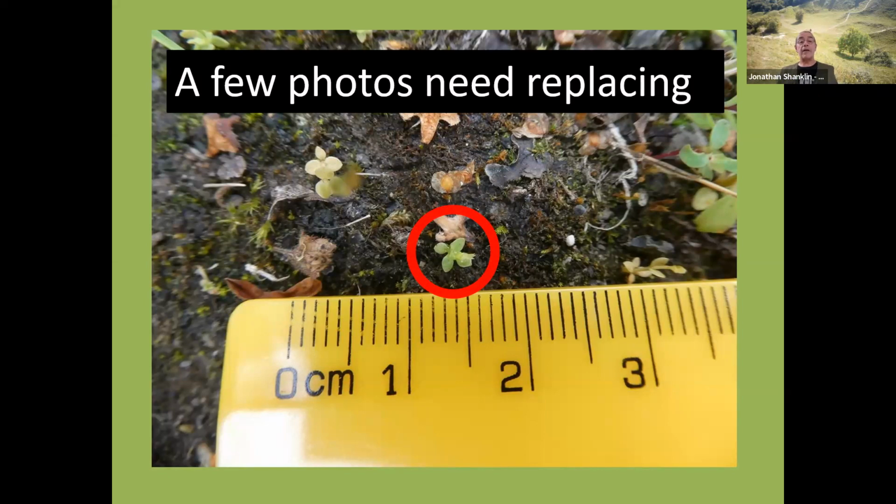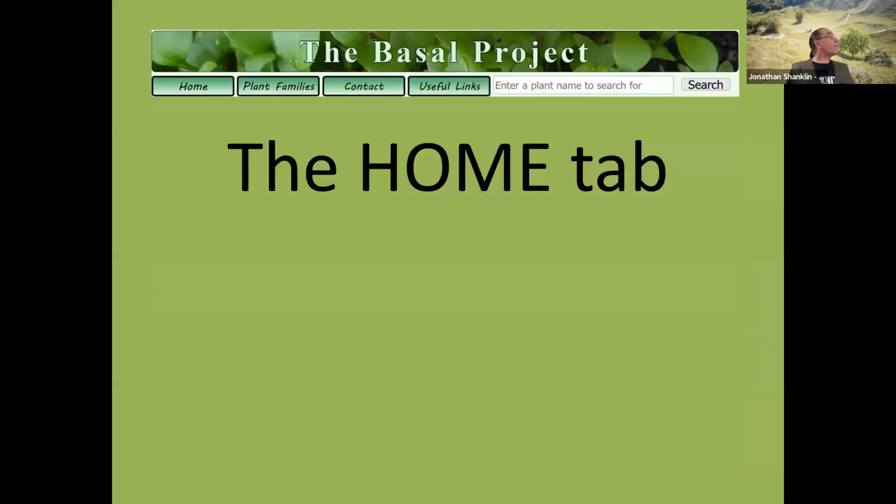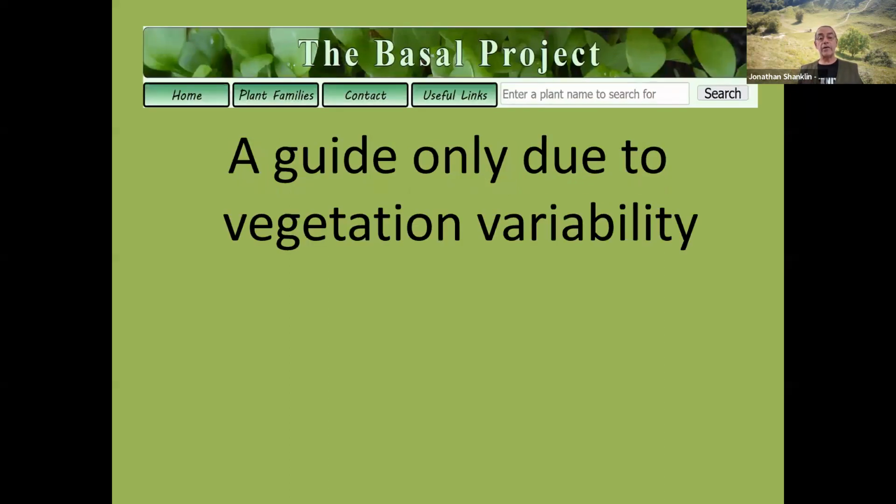So there are a few plants that need replacing, and I'll be asking people, if you've got a better photograph, swap it. Thank you very much. It'd be brilliant. So the website's basically easy, 4 tabs. The home tab is the main tab. Rather than putting the actual website, I've just put some keynotes so as you know what it contains.